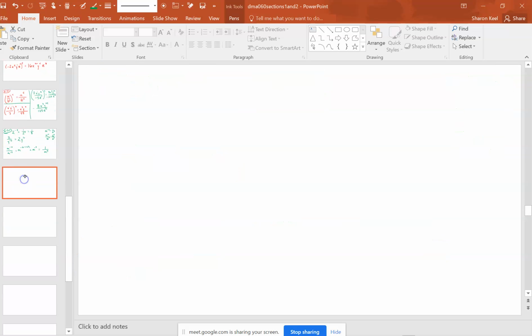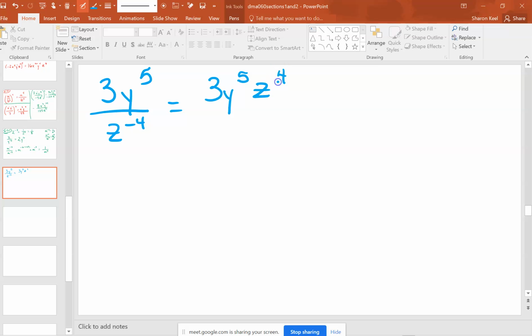Okay, let's continue on. We're still on the same page. Okay, so we have here 3y to the 5th, z, excuse me, z to the negative 4th. So for this scenario, the only negative is the negative 4. So that means this denominator, I'm just going to recopy what was here, none of that was negative. That z to the negative 4th is going to pop up to the top so that it won't be a negative.